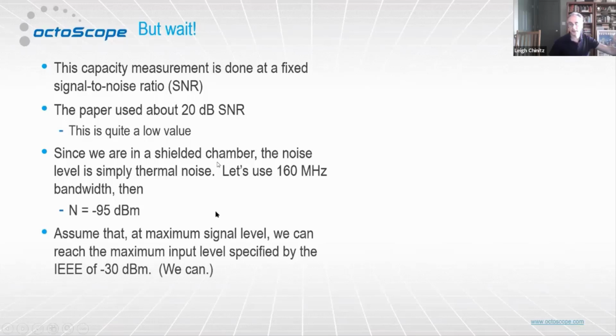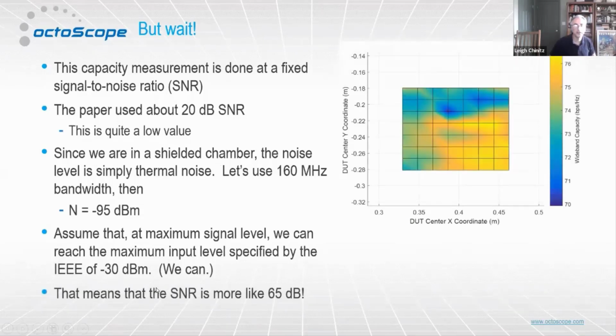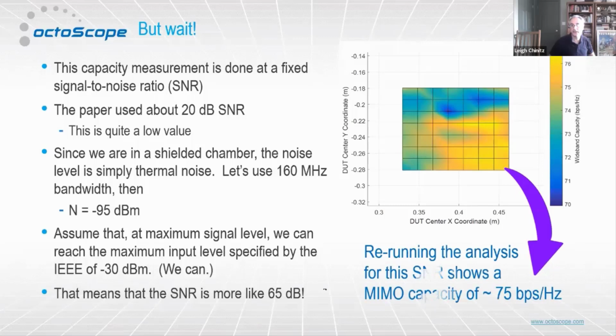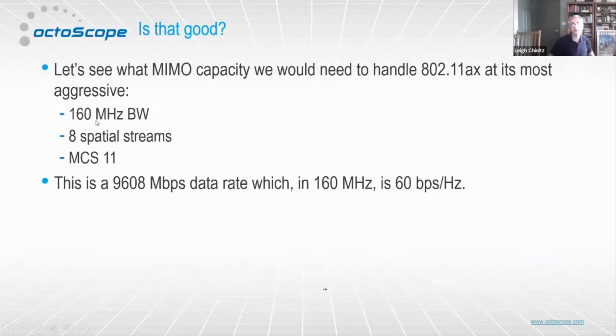If we assume that the signal level that we can get is quite high, like let's say around the top level that is called for by the IEEE 802.11 spec of, let's say, negative 30 dBm, and by the way, you'll see that we can reach those numbers, that means that our signal-to-noise ratio is more like 65 dB. And the analysis then for 65 dB shows that the capacity is more like 75 bits per second per hertz. So is that good? 75 bits per second per hertz?